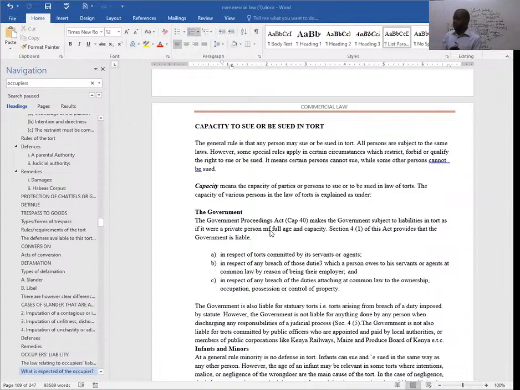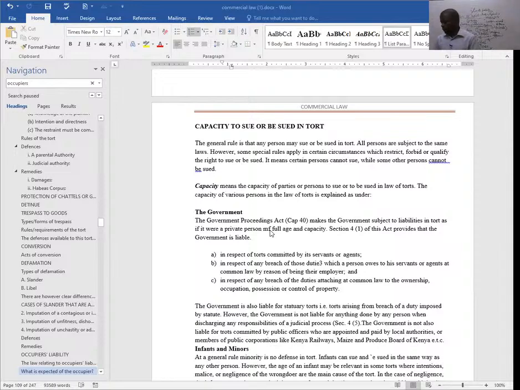So if the government, without following the proper procedures, takes over property or land of a person, they cannot be accused of what you are calling trespass, and they can actually be penalized heavily in case they are taken to a court of law.